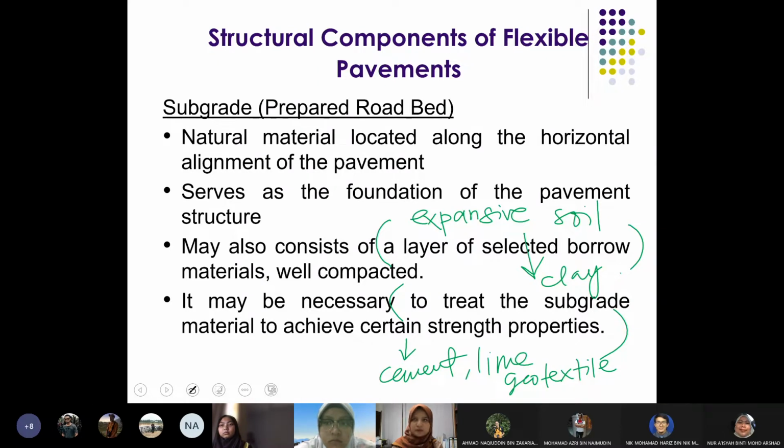Cement and lime can be used, but cement is already widely used in the construction industry, so we try to avoid using the same material, for fear that we might run out of stock, for example. And this lime also requires a lot of money, you need to buy it and mix it together with the existing subgrade soil. And one more thing, lime and cement are chemicals. So in terms of environment and pollution, it is less good because it is a chemical.